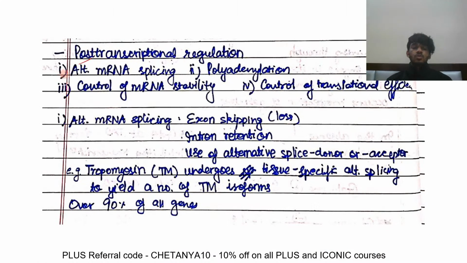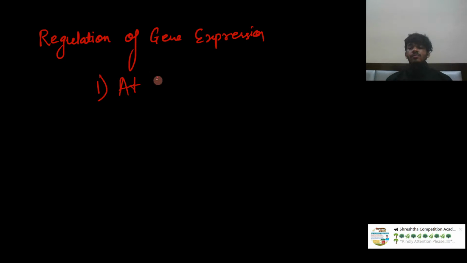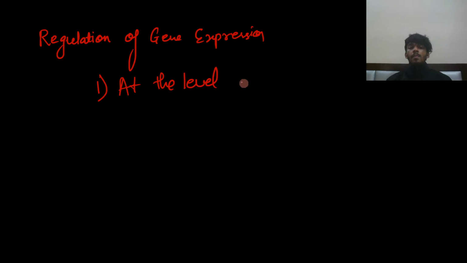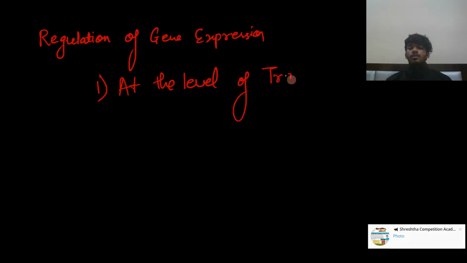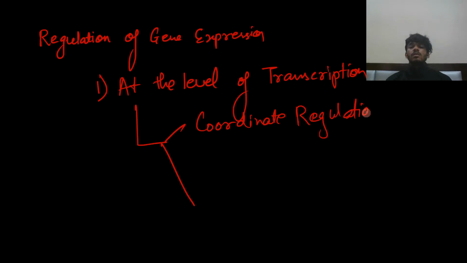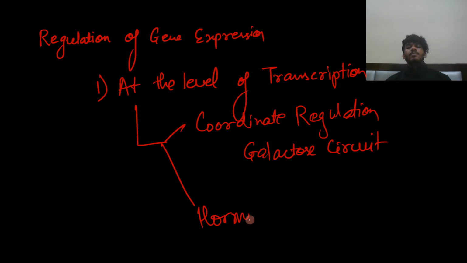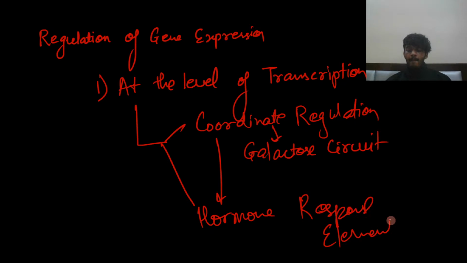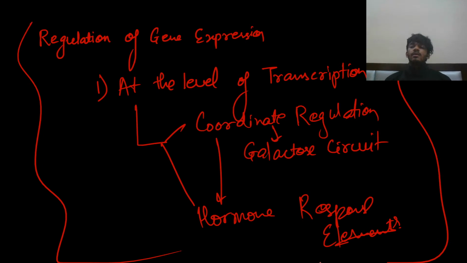So far, let's just summarize what we have studied. Regulation of gene expression in eukaryotes. We said at the level of transcription, we did two things. We did coordinate regulation via the galactose circuit, and second we did hormone response elements. This is also an example of coordinate regulation. This basic should be clear to you.